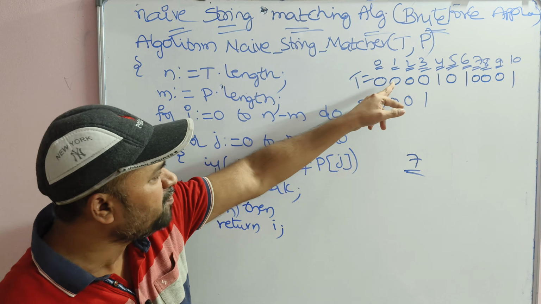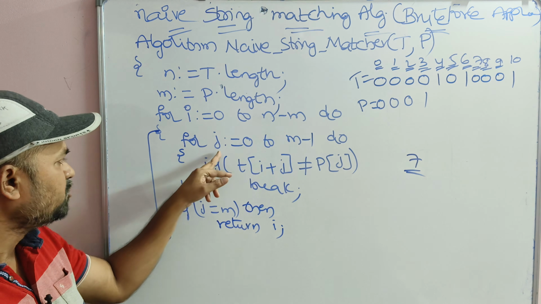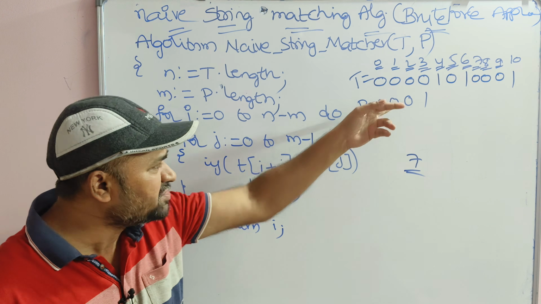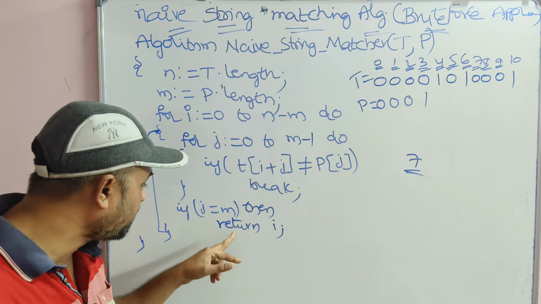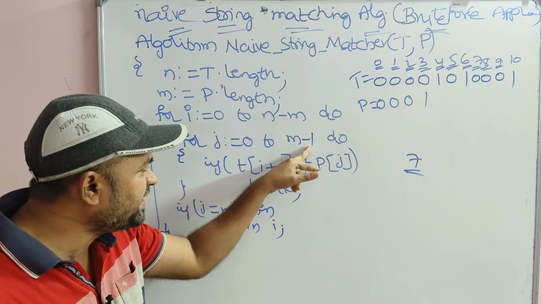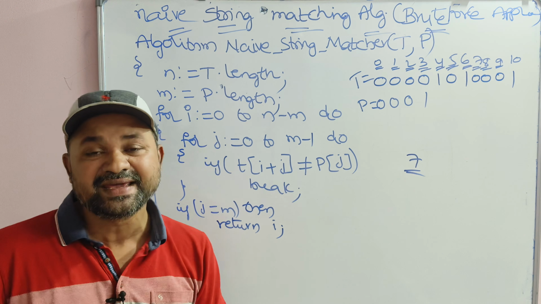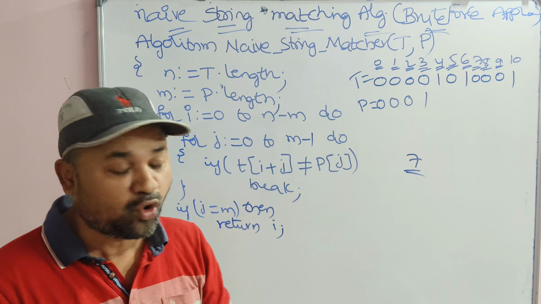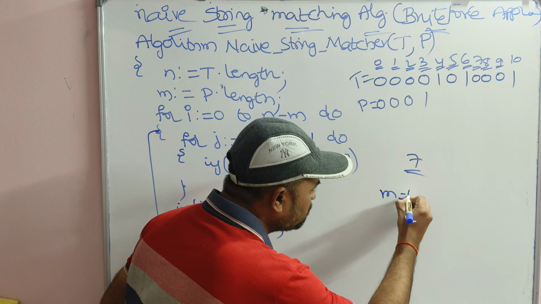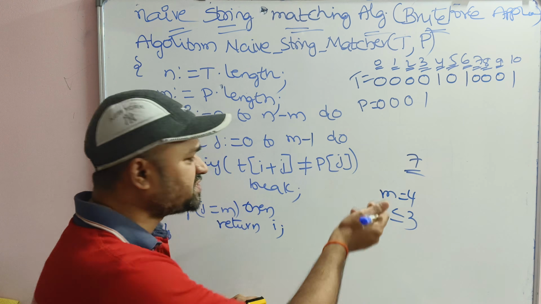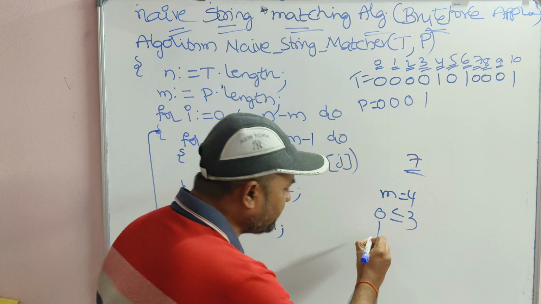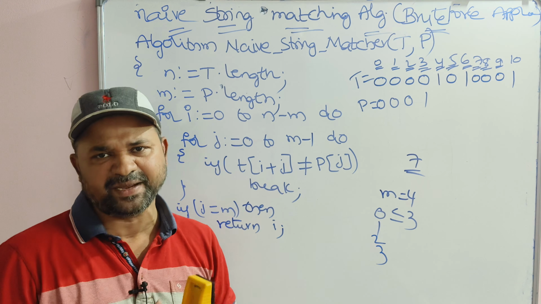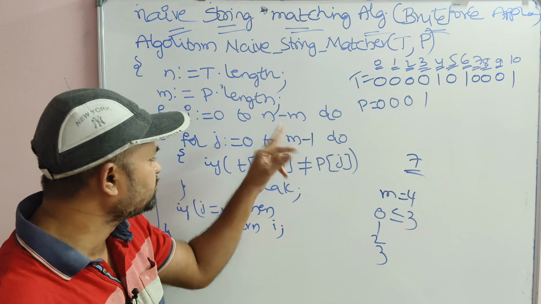Next, to perform the operation on the pattern, we are using a variable called j. For j is equal to 0 to m minus 1, where the length of the pattern is m. So 0 less than or equal to 3, since m value is 4 and m minus 1 means 3. Next 1 less than or equal to 3, 2 less than or equal to 3, 3 less than or equal to 3. So 4 times the loop will be repeated. For pattern repetition we are using this for loop.